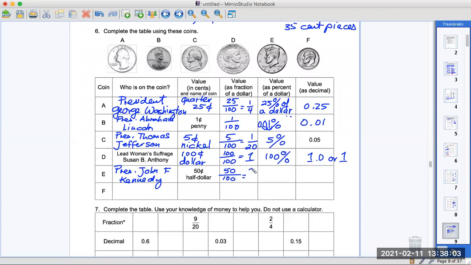50 over 100 is 1/2. So that's 50%. And as a decimal, 0.5.